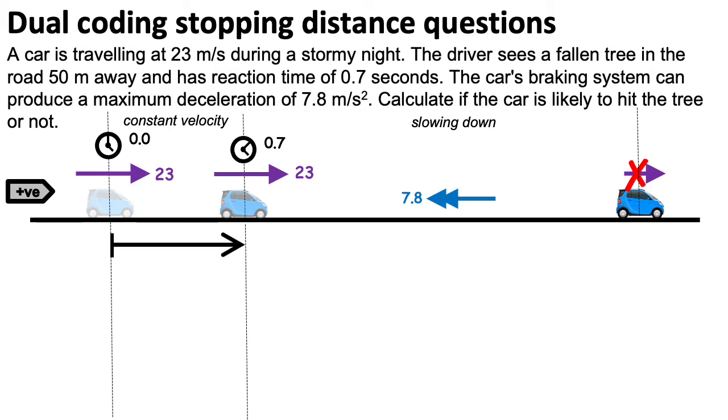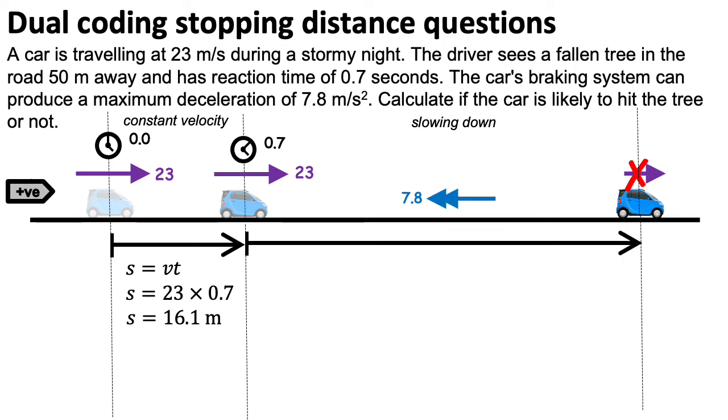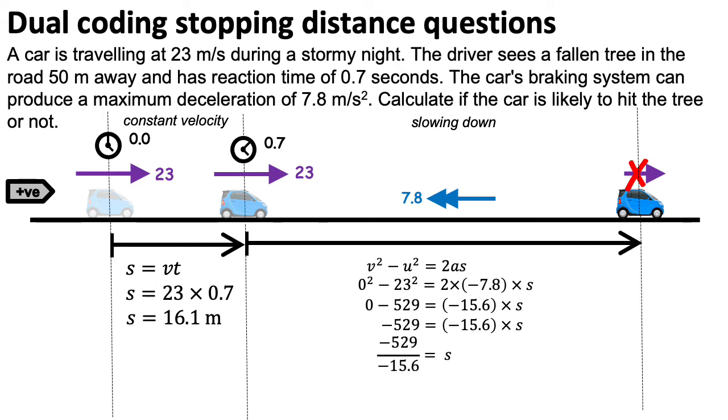So let's calculate the change in displacement when the car is traveling at a constant velocity. And we just plug it into S equals Vt and we get an answer of 16.1. Next, we need to work out the change in displacement when it's slowing down. And of course, we can't use S equals Vt here because we don't have a constant V. So we're going to use this expression. And we're going to insert the values, do our calculations. And what we find, of course, is that we get a value of positive 33.9.